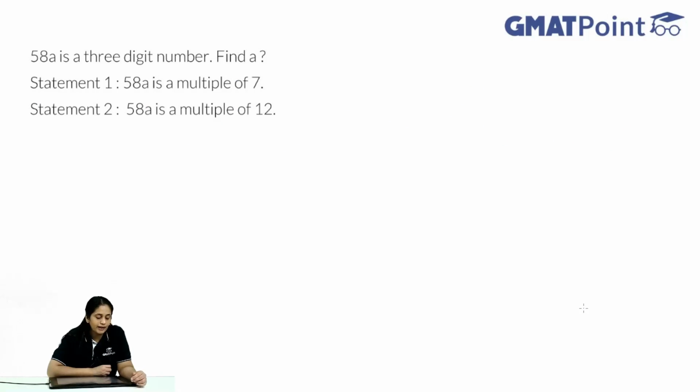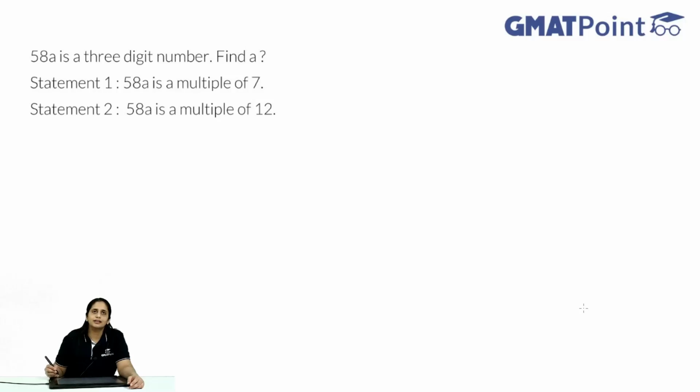So we have 58A is a 3-digit number. We have to find what A is. So 58A is a representation of a 3-digit number where 5 is in the hundreds place, 8 is in the tens place, and A is in the units place. So we have to find out the units place digit A. The first statement is 58A is a multiple of 7. So how many numbers in the 580s are multiples of 7?